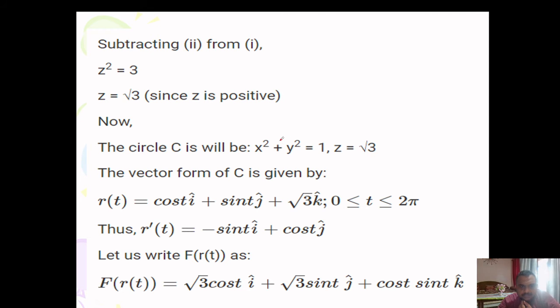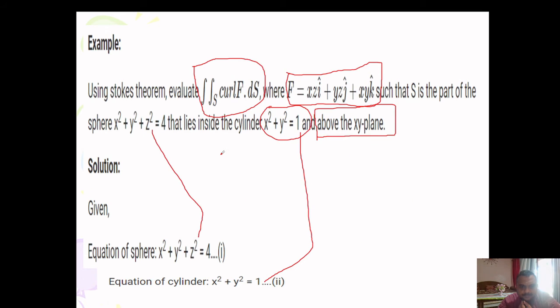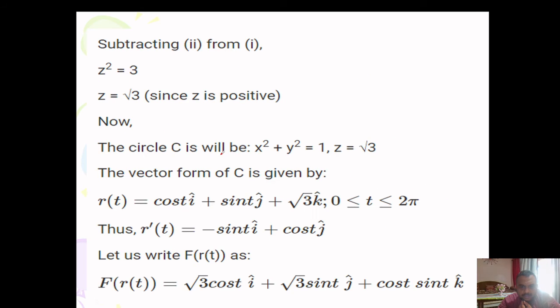Z square is equal to 3, so Z is equal to root 3. Now the circle is x square plus y square is equal to 1, and Z is equal to root 3. That is the position of the circle.